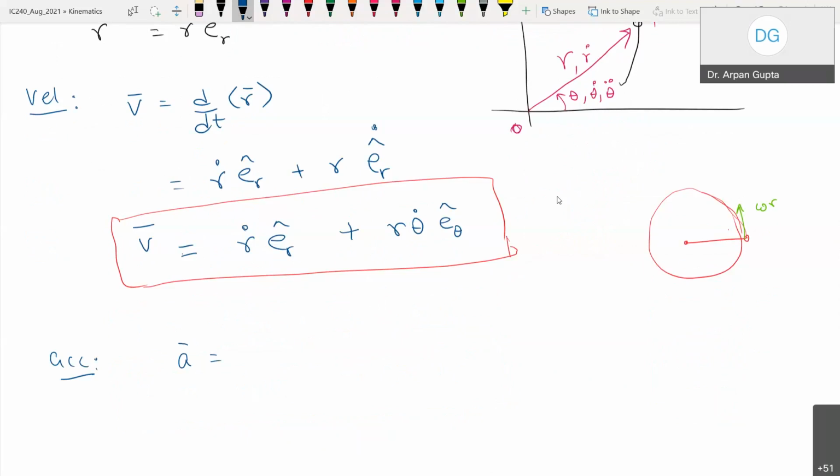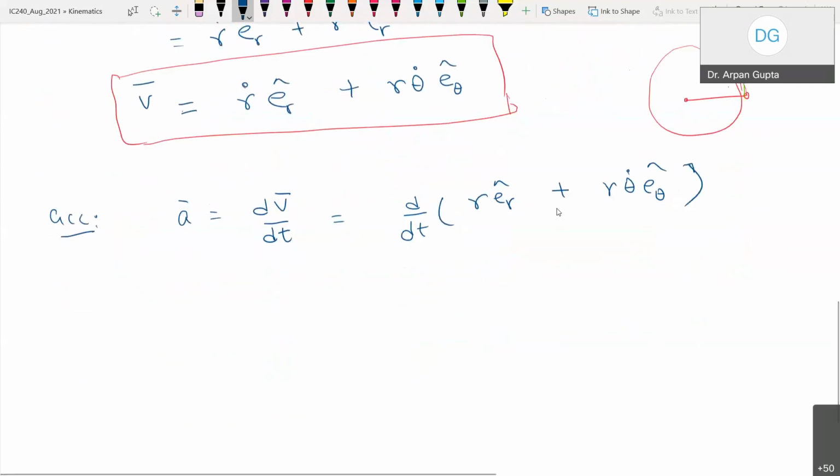The acceleration vector is defined as d v vector by dt, and now we'll differentiate this term with respect to time. So it is d by dt of r e r cap plus r theta dot e theta cap. Now if I differentiate this, it becomes r dot. Again, you have to use the derivative for both terms separately. So r dot times e r cap plus r times e r cap derivative plus r dot.